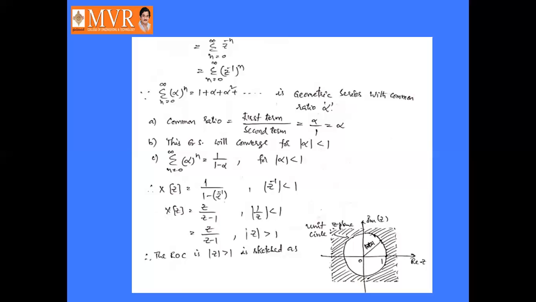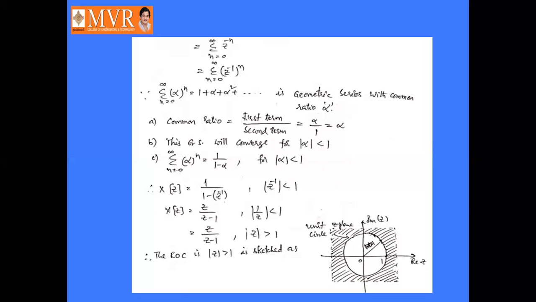So 1 by 1 minus z power minus 1, where z power minus 1 is nothing but 1 by z. By taking LCM, this is z minus 1 by z, or it is nothing but z by z minus 1. Mod z power minus 1 is less than 1, or mod 1 by z is less than 1, or mod z is greater than 1. So the Z transform of u of n is X of z equal to z by z minus 1, and its ROC is mod z greater than 1, right?